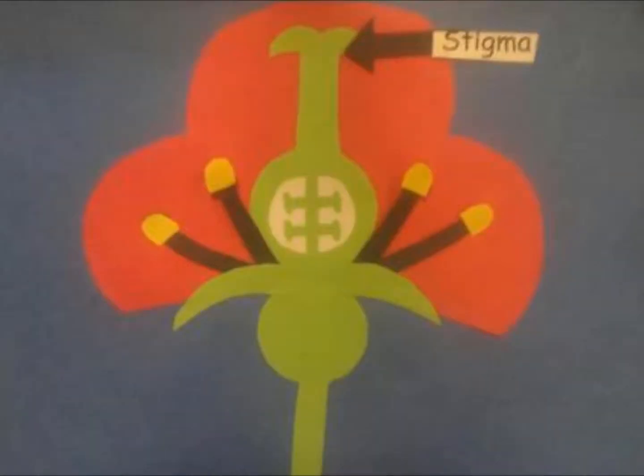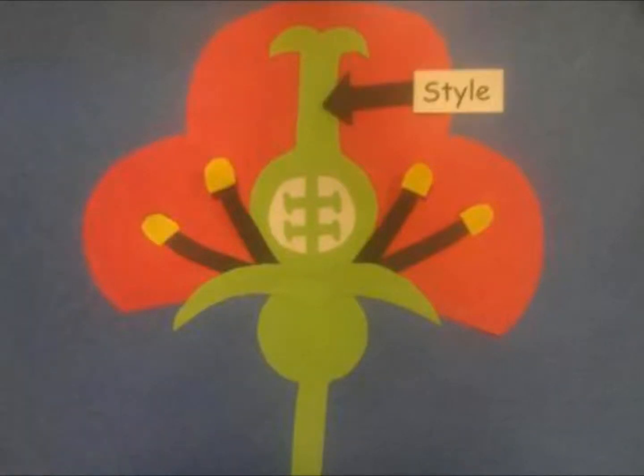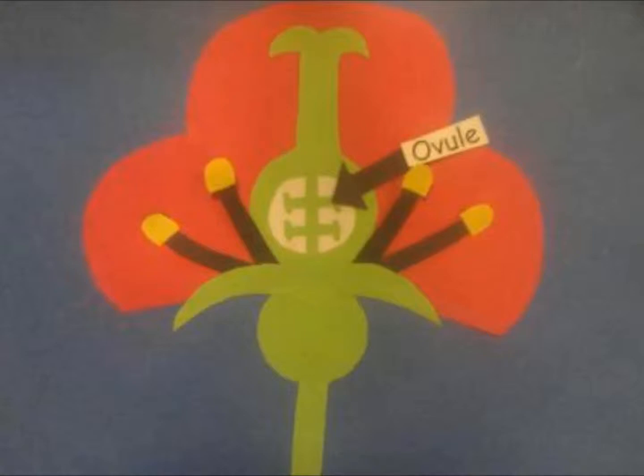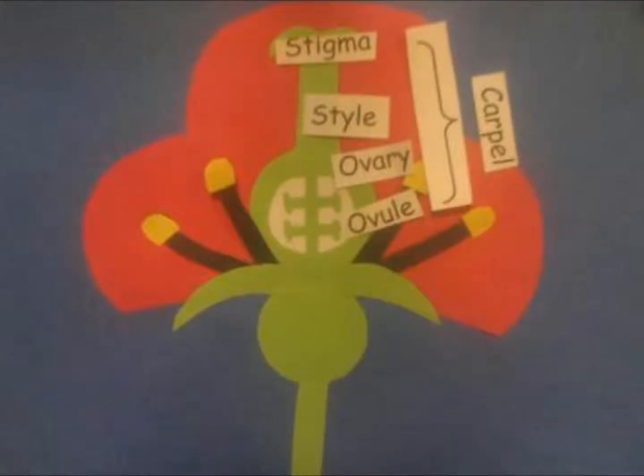The stigma's function is to catch pollen. They are feathered. The style's function is to hold the stigma, and that is also where part of the fertilization takes place. The ovary is the center which contains the ovule. The ovule contains the egg and is also the most important part of the female part of the flower. The carpel is made of the stigma, style, ovary, and ovule.